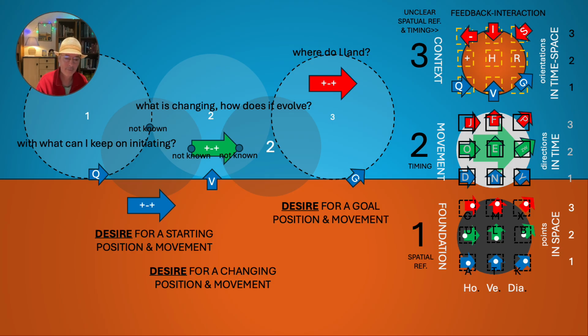Same thing for the V, where you also have at one time it works, at the other time it does not work. And you do not see that beforehand, let's say. So you have to adapt the whole time. You have a desire for that changing position and movement the whole time, but it's not there immediately. I will come to the example very quickly. And with the G, also have that desire for that goal position and movement the whole time. You want to know where the things land to in the end.